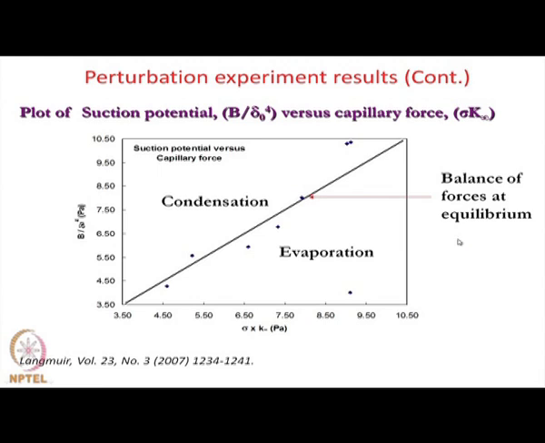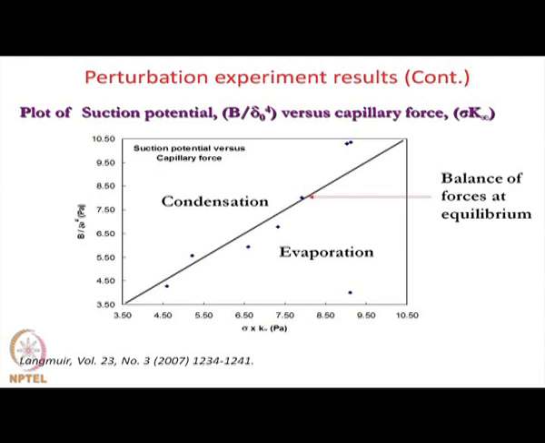Now, this is the summary of the results, where you see that on the left hand side I have B by delta 0, the adsorbed film thickness, to the power 4, which has units of pressure. This is Pascal, and in the x axis is sigma k infinity, which is the capillary pressure. So, if the capillary force is more, the film retracts and we get evaporation. If B by delta 0 to the power 4 is more, the thicker film moves towards the adsorbed film and we get condensation.